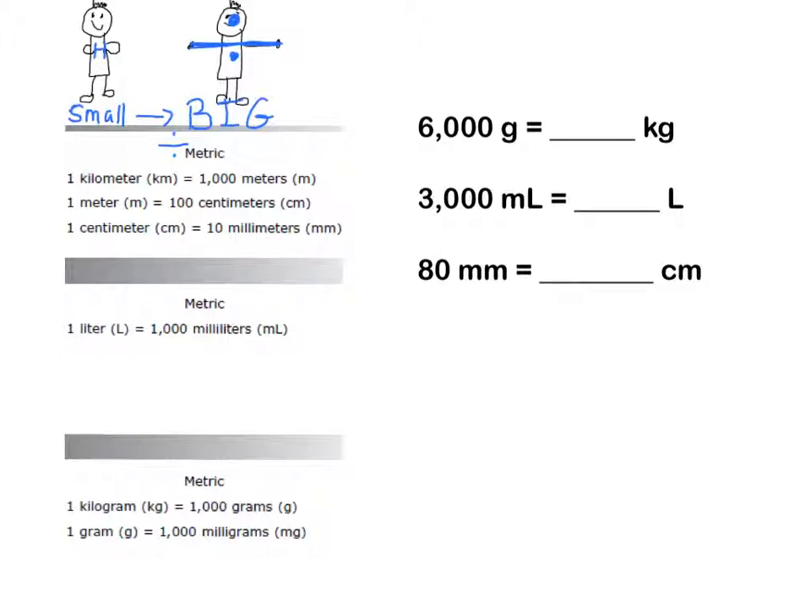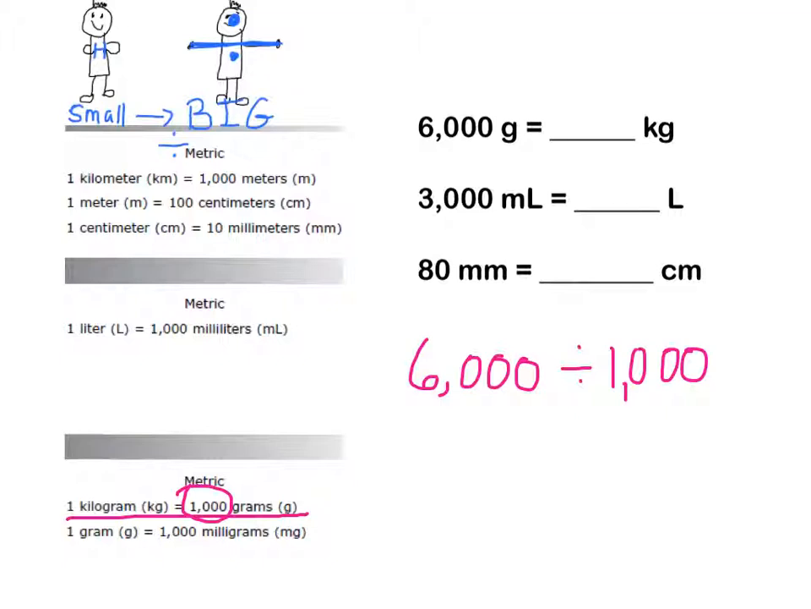So let's look at our first conversion: 6,000 grams equals how many kilograms. Again, we're going to look over here at our chart and we'll see that 1 kilogram equals 1,000 grams. So if we want to take that smaller unit of grams, 6,000 grams, and we want to change it to kilograms, then we're going to divide it by the 1,000 here. And that'll give us an answer of 6.